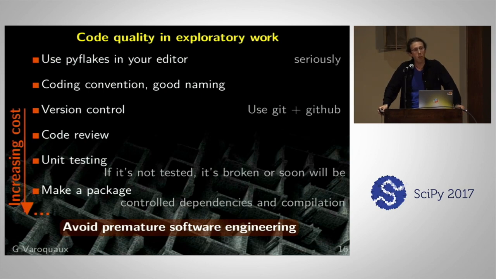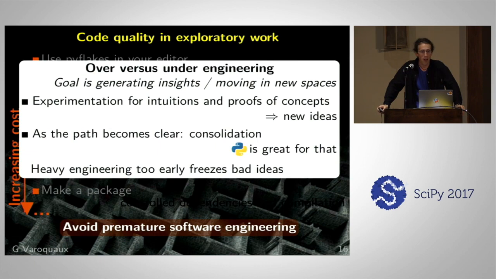It's really important to avoid premature software engineering. As Katie mentioned in her talk yesterday, I don't think everything should be reproduced. I'd like to measure the amount of stupid ideas that I have compared to the amount of good ideas, but I don't think it's a good ratio, by the way. You don't want to reproduce my stupid ideas. So it's a trade-off between over-engineering and under-engineering.